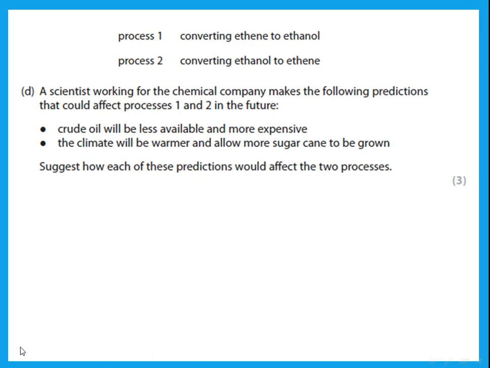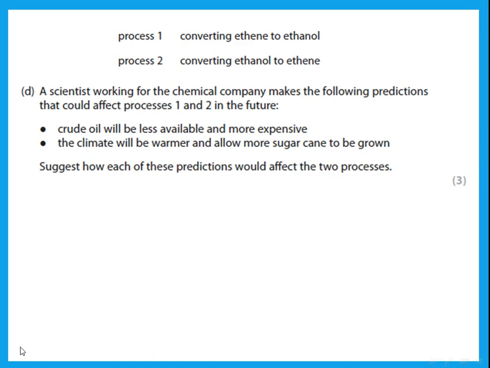Okay? Process 1 says converting ethene to ethanol. Process 2, converting ethanol to ethene. The question says a scientist working for the chemical company makes the following predictions that could affect processes 1 and 2 in future. So he says crude oil will be less available and more expensive, and the climate will be warmer and allow more sugarcane to be grown. Suggest how each of these predictions will affect the two processes. Now, if crude oil is less available, would process 1 be a good idea? Where do we get ethene from? If he's trying to convert ethene to ethanol, we get ethene from crude oil. So if crude oil is less available and more expensive, then process 1 will be more difficult.